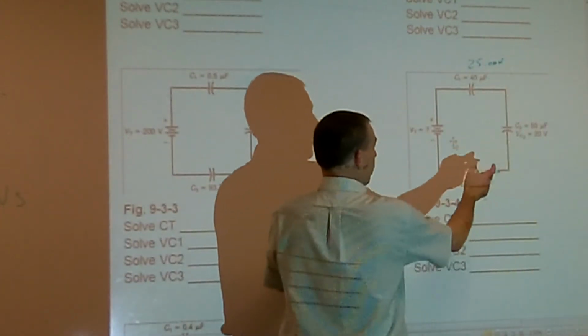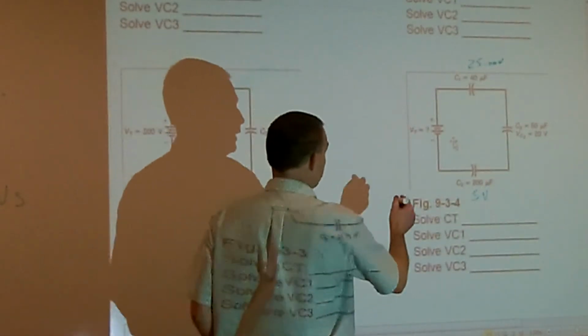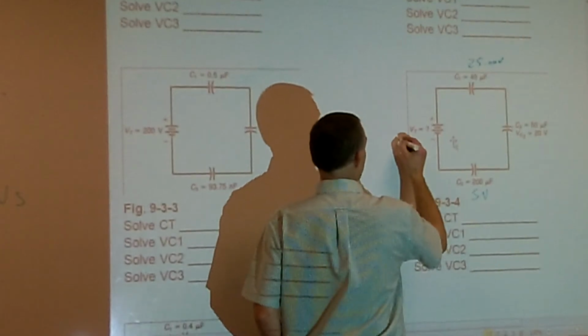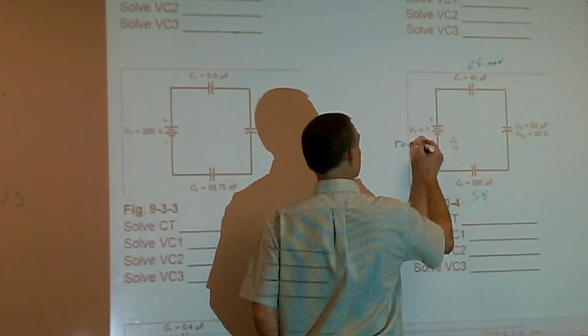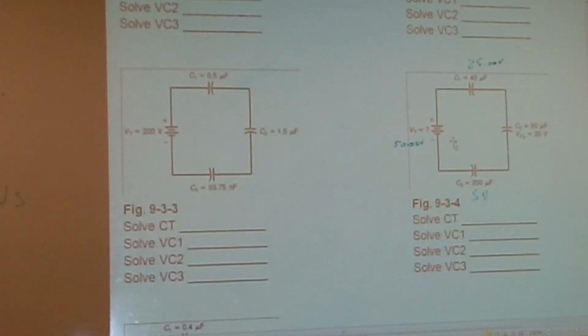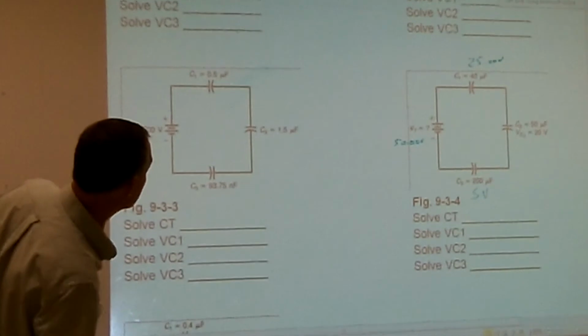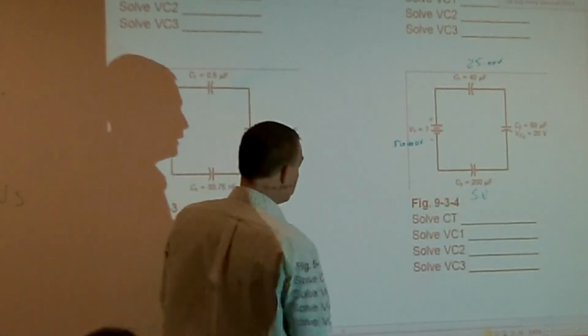Then I've got 25, 20, so that's 45, plus another 5 volts. So that means my VT is equal to what? 50 volts. Yeah, so I kind of rationalize everything out when I get under pressure.